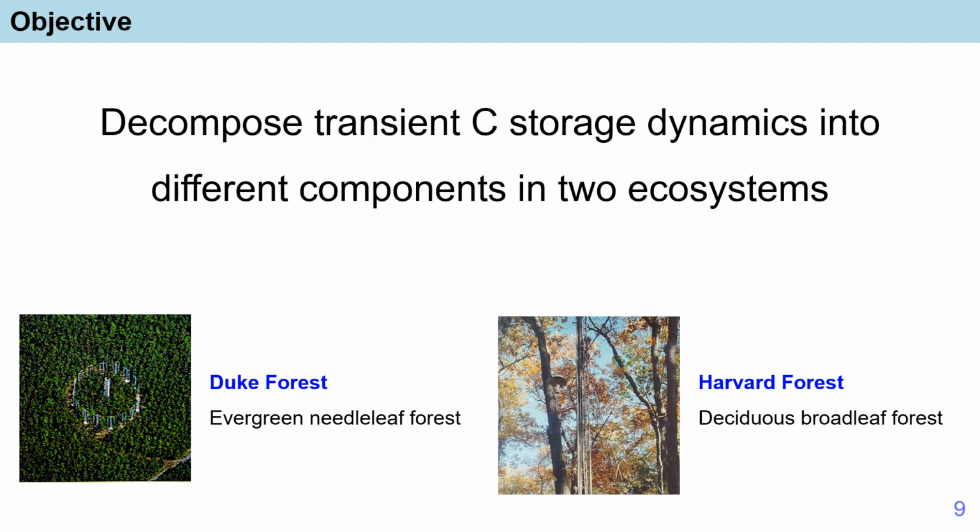We applied the transient traceability theory to decompose transient carbon storage into different components. We selected two forests. One is Duke Forest, which is evergreen needle-leaf forest. Another is Harvard Forest, which is deciduous broadleaf forest. There are measured data at both sites available for calibrating our model.